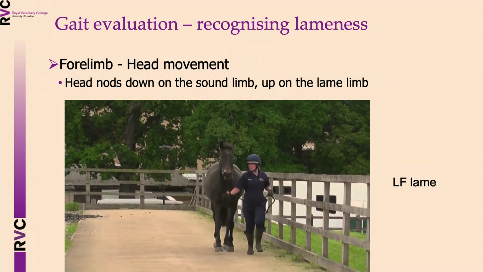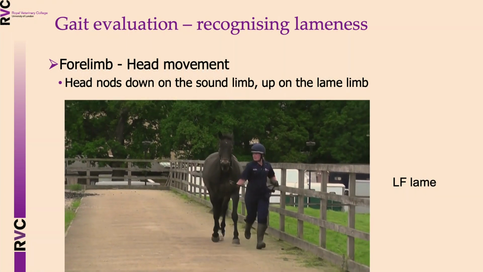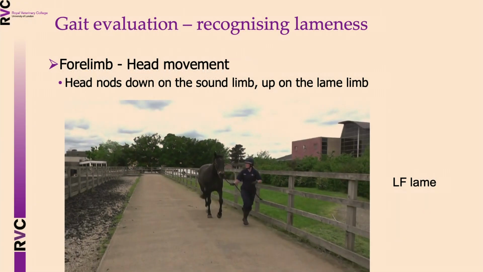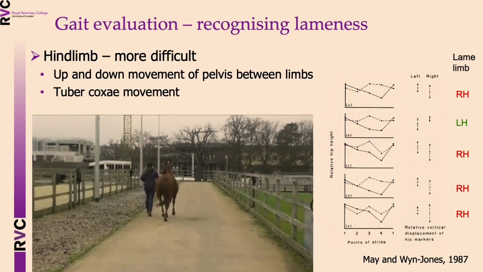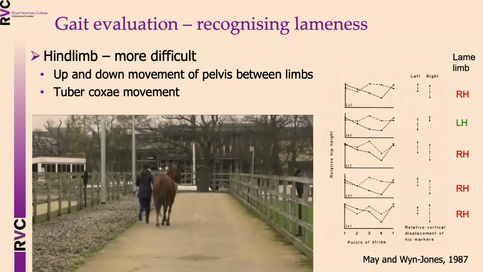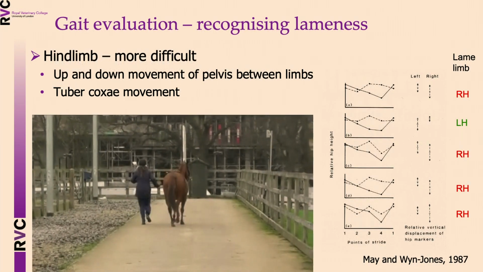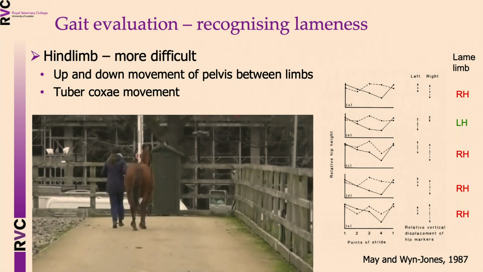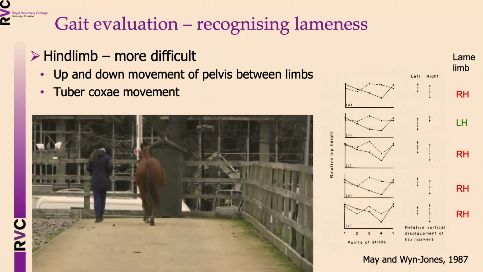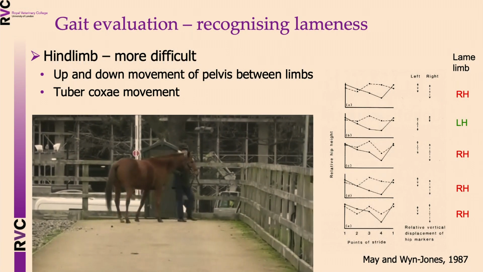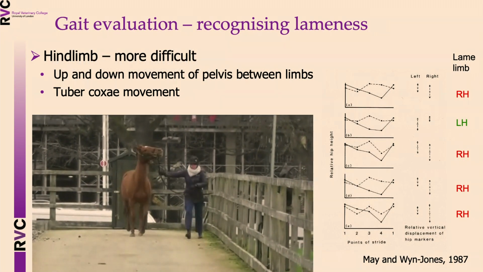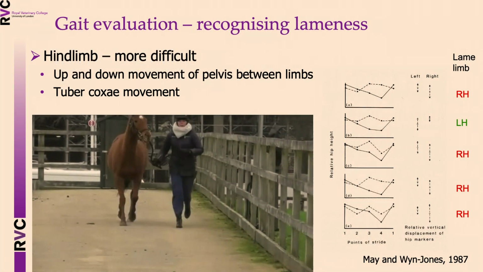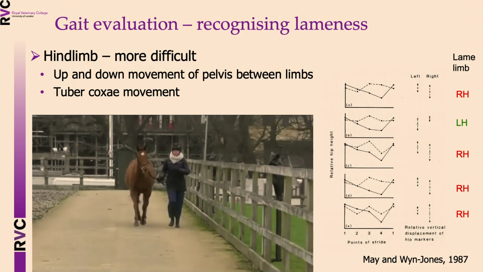However, for the hind leg, it is more challenging. We can look at the up and down movement of the pelvis as a whole between the individual strides of the limbs. But for the most part, we look at the rotational movements of the pelvis and look at how the tubera coxae move.